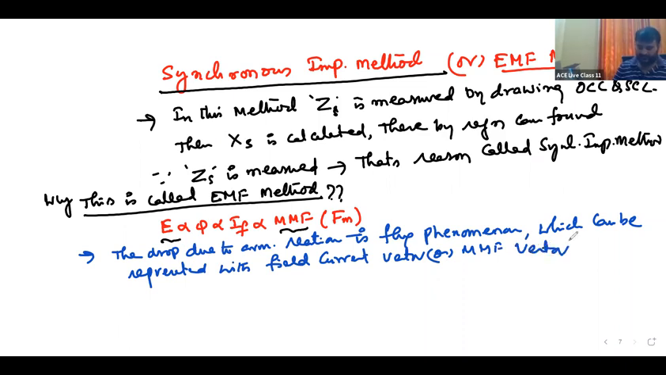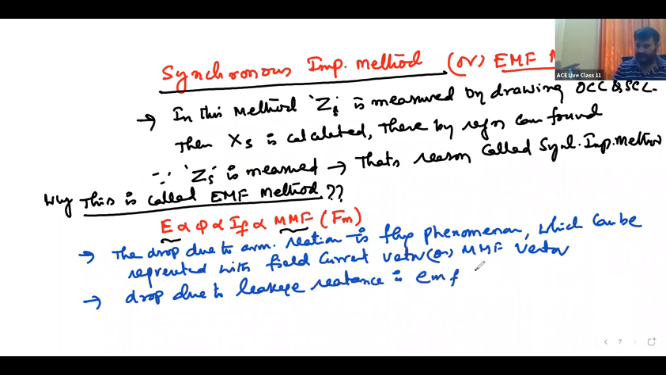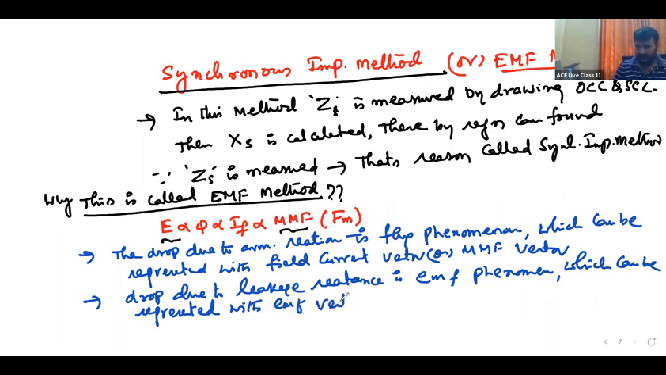And drop due to leakage reactance is an EMF phenomenon, which can be represented with an EMF phasor, with an EMF vector. But in this method, the entire drop is represented with an EMF phasor only.